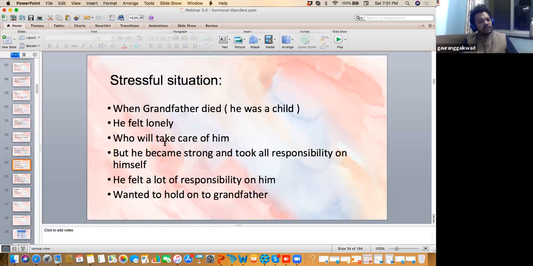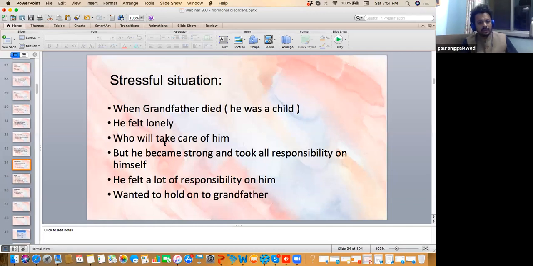Then I asked him again, do you remember any other stressful situation in your life? And he says, especially when my grandfather died, it was a difficult situation. He felt very lonely. Who will take care of him? He tried to be very strong. He tried to take all responsibility on himself. He felt a lot of responsibility on him and he wanted to hold on to the grandfather.